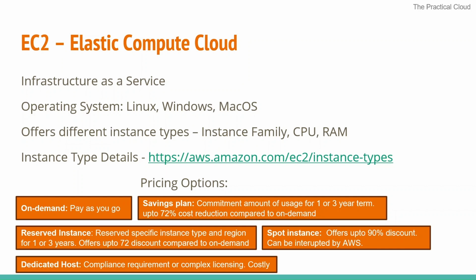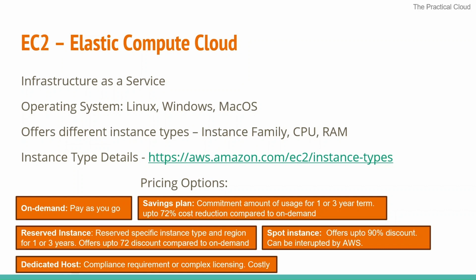Now let's understand the pricing options. On-demand pricing, where you pay as you go. You launch the instance, use it, and based on your usage, you pay for the instance. Savings plans, where you commit to a certain usage for a 1 or 3 year term, and in return you get up to around a 72% discount compared to on-demand pricing. Reserved instance, where you reserve a particular instance in a particular region for 1 or 3 years, and in return you get up to 72% discount compared to on-demand pricing.